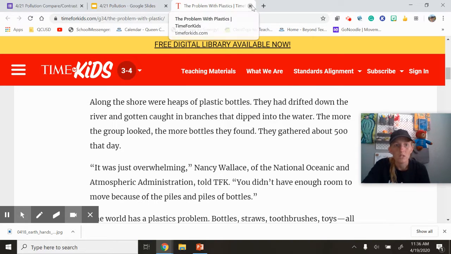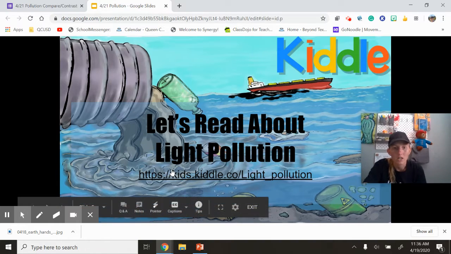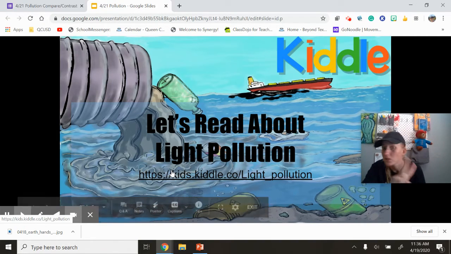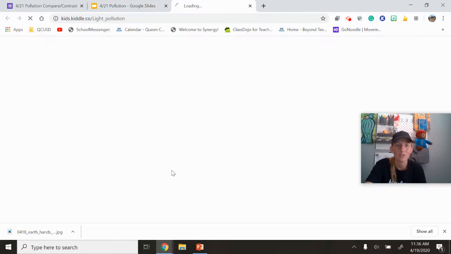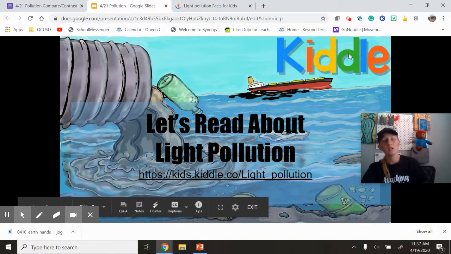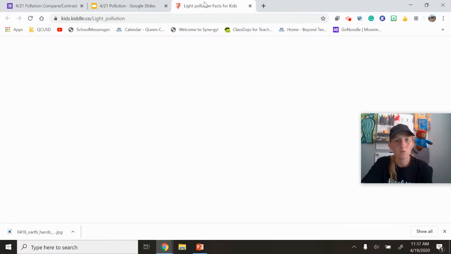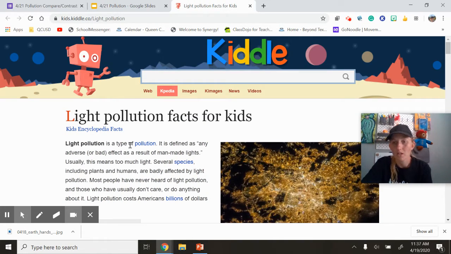So let's go ahead and read about light pollution, and then for your challenge you are going to read two short little articles about those. This one about light pollution comes from Kiddle, which is almost like a kid's encyclopedia, a kid's search website. If you want to learn something, you can enter it in. It's almost like Google for kids. So we'll read a short portion of this one, and then I'm going to have you move on and do your own. So, light pollution facts for kids.